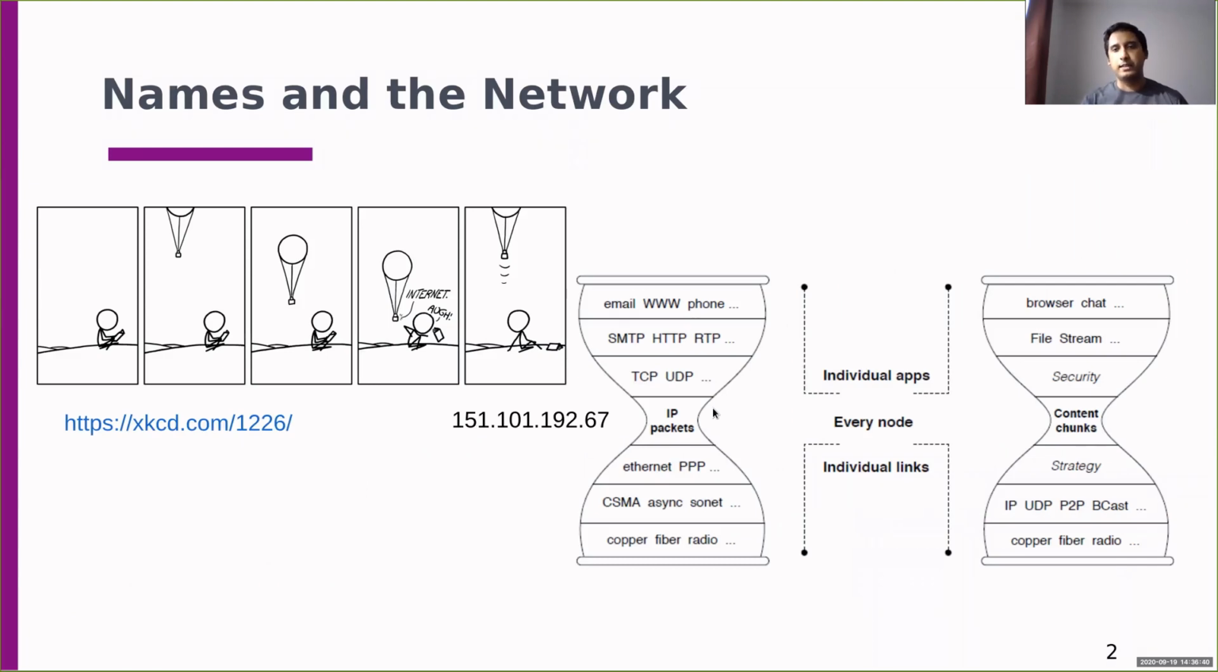In today's network, naming at the application layer is separated from addressing at the network layer. In this example, we have xkcd.com/1222 and the IP address for the host ends 192.67. We can rename the content at the application layer. We can make it 1226.xkcd.com and nothing needs to change.